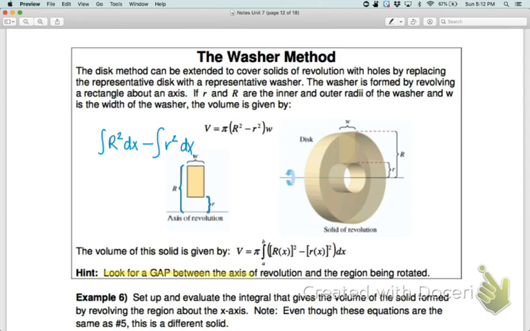You are looking for a gap between the axis of revolution and the region that is being rotated. If my axis of revolution had been here, we would not need two radii because there is no hole in the middle. There's no space between the axis of revolution and the figure itself. So that would just be a straightforward disc. But when there is a gap, that is when we have to use this washer method. And as always, you need a picture, okay?